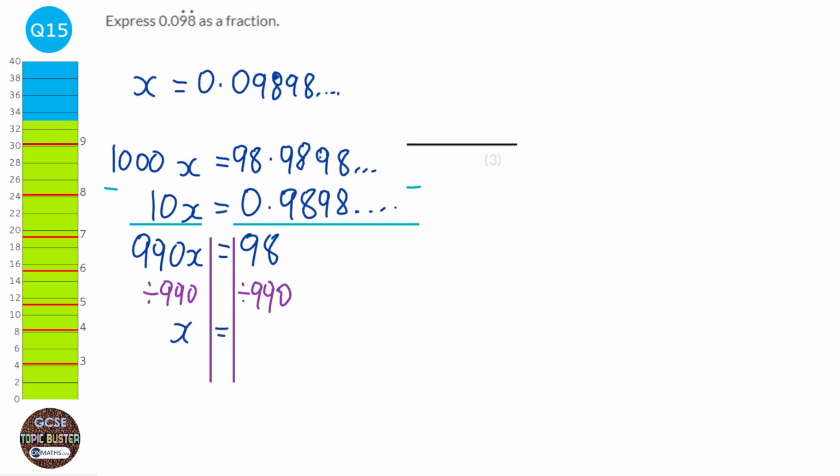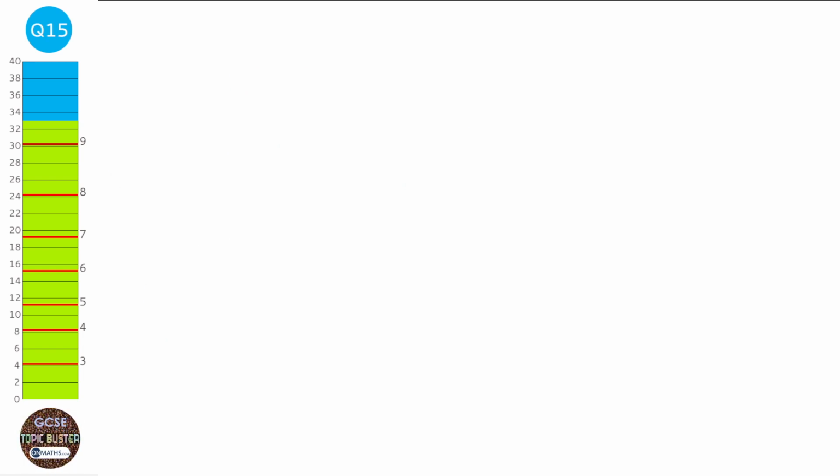And divide just means over, so we can just write it as a fraction. Now they are both even, so they will definitely divide by 2. And so we divide top and bottom by 2 and we get 49 over 495.